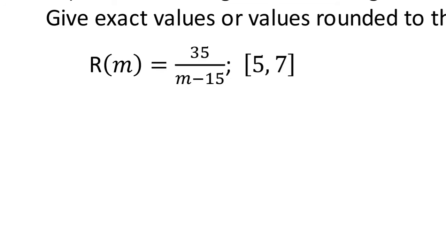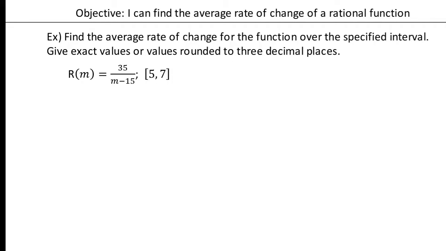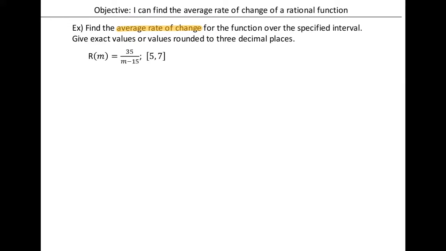All right, so the directions up top say that we need to find the average rate of change over the specified interval. And then it says to give exact values or values rounded to 3 decimal places. None of our examples today really had exact values. They all had to be rounded to 3 decimal places.